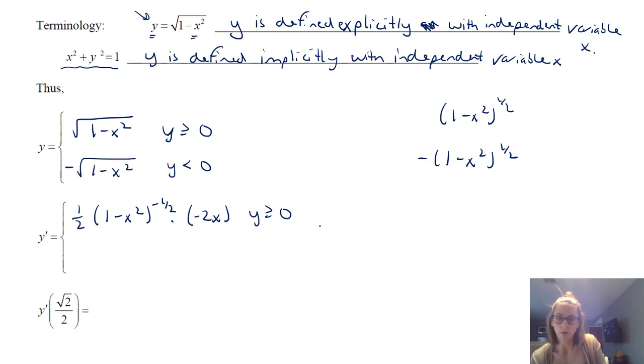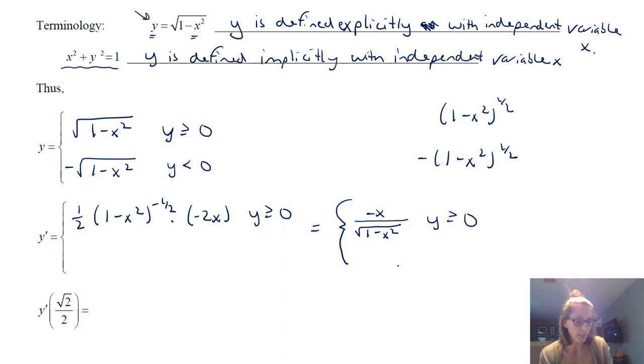And then I'll do one more line here. Okay. Just to simplify this, the 1/2 and the negative 2x simplify to get negative x. And then that's divided by the square root of 1 minus x squared. And that's, of course, when y is greater than or equal to 0. So if you want, you can pause it and just take the derivative of the second piece here, the negative square root of 1 minus x squared. It's very similar. So if you want, pause it, do that, and then come back and take a look.